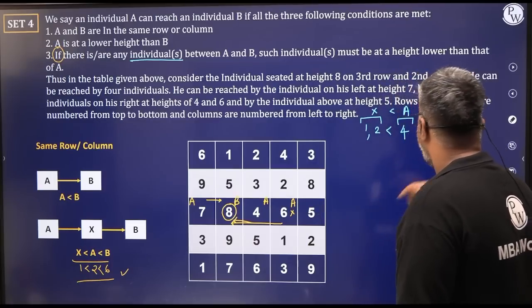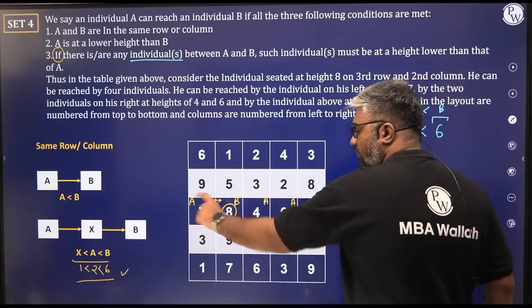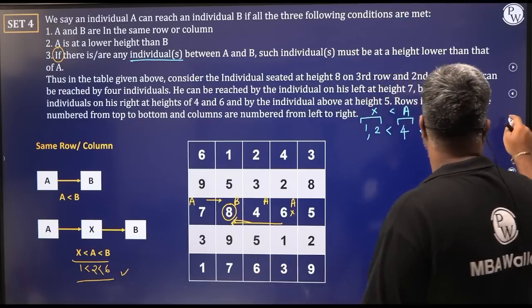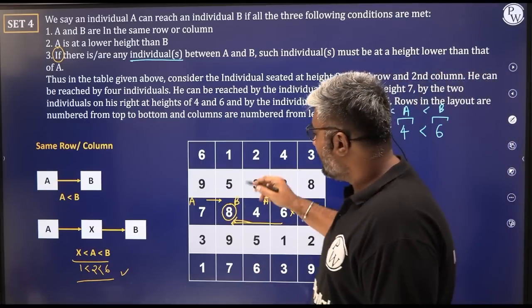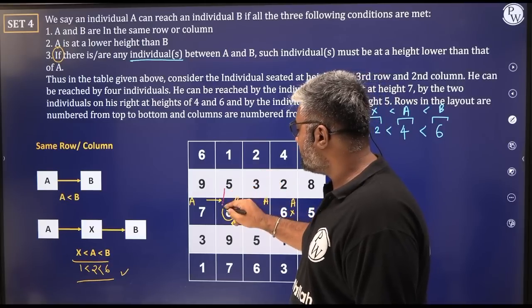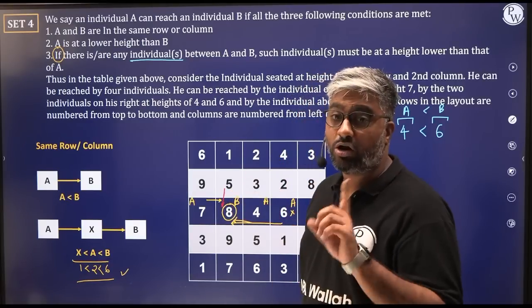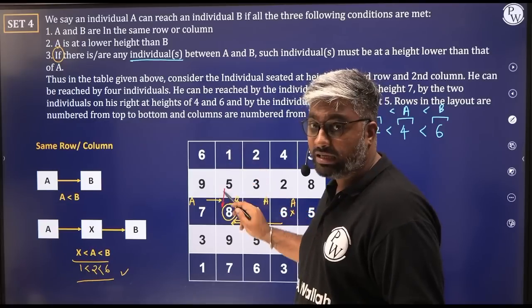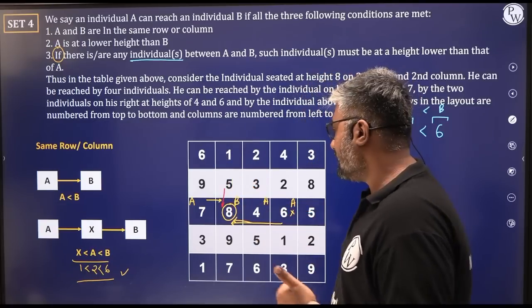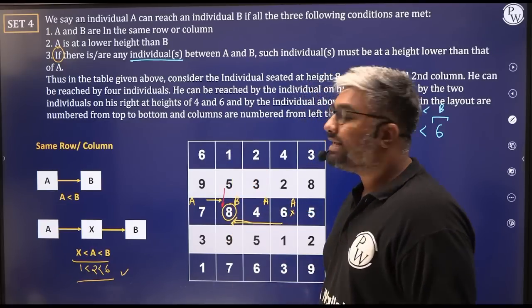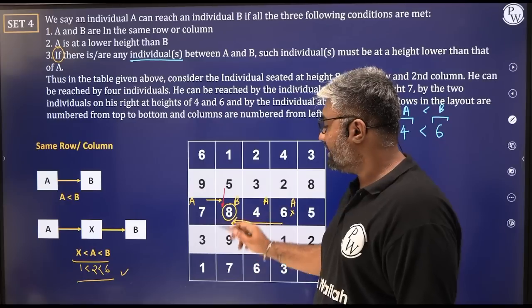Okay. Now we've seen the same row. We also have to consider the same column. So we also have to see here. Can we go from 5 to 8? Yes, we can. 5 to 8 is possible. 1 to 5 to 8, not possible, because 1 has to be greater than 5, but it is less than. Okay, can we go from 9 to 8? Again, not possible, because 9 is greater than 8.